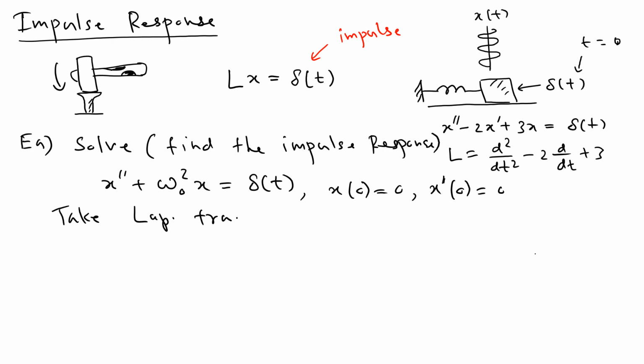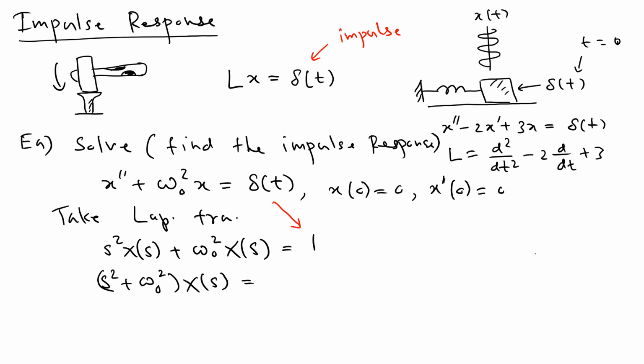Once you take the Laplace transform, what will happen? This becomes s squared X(s) plus omega naught squared X(s), and then the transform of delta t. Now we know that the Laplace transform of delta t is 1, so you just get 1. We can isolate this term: s squared plus omega naught squared, times X(s), equals 1. Now we can divide, so X(s) is simply 1 over s squared plus omega naught squared.